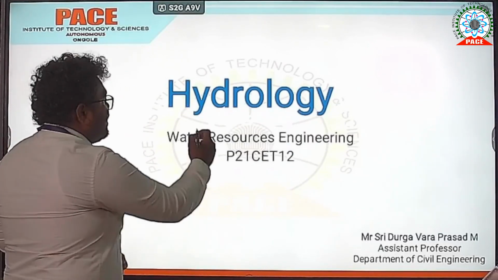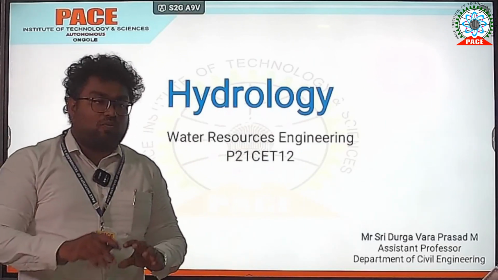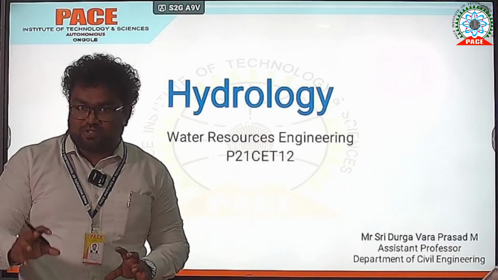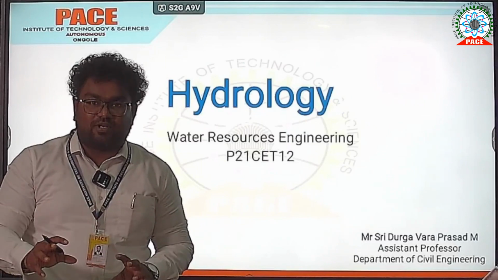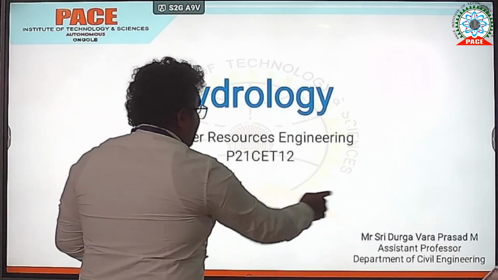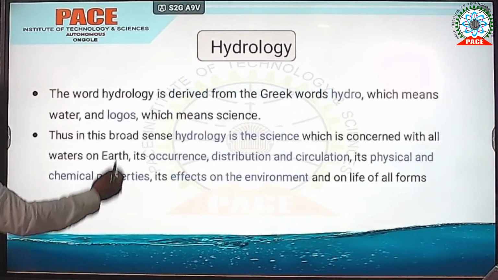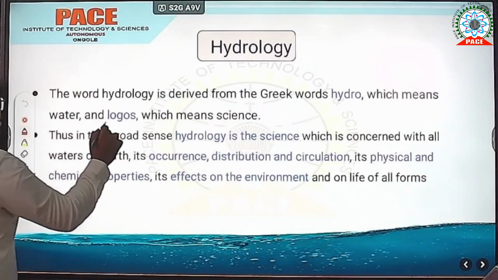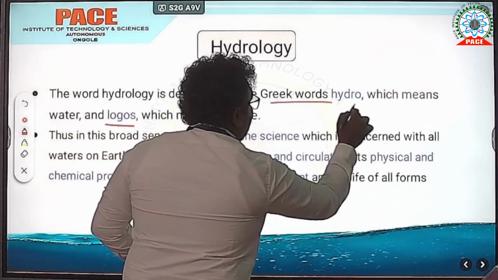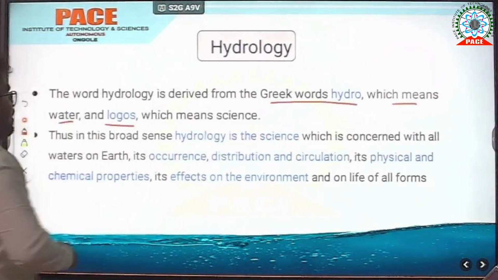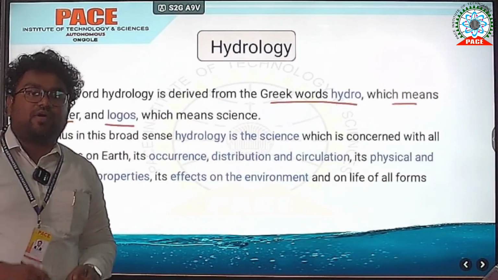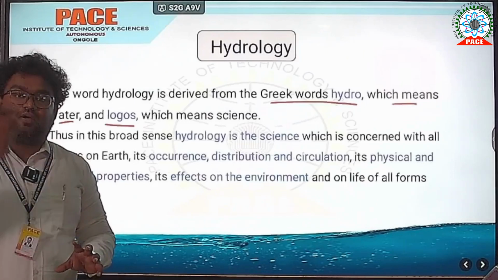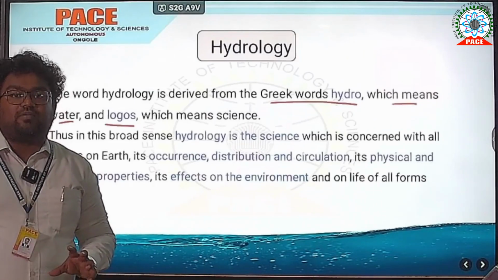Whenever you see the name hydrology, the thing that comes to mind is hydro, which means water, and logos, which means science. It is a Greek word, derived from Greek. Logos means science, and hydros means water. So in this concept, we are going to deal with water science, how the water comes onto the earth and returns back to the atmosphere, and then vice versa.